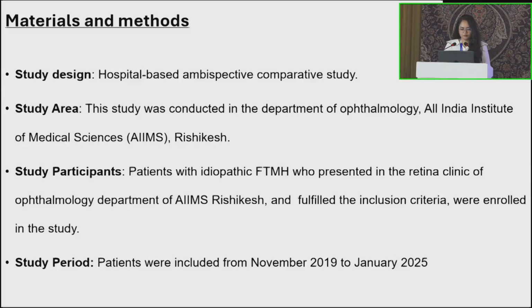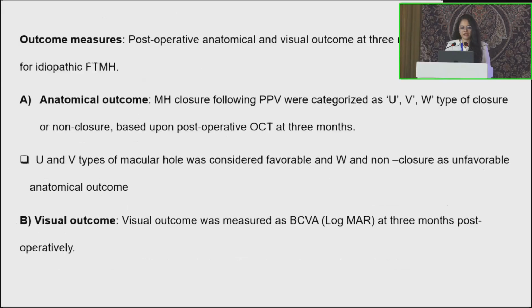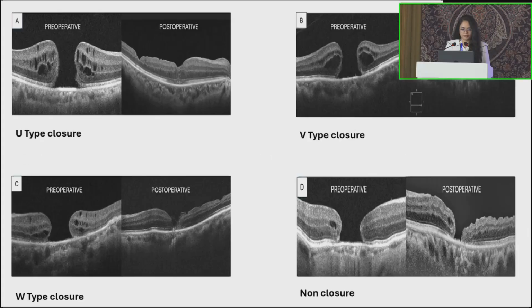The study period was from November 2019 to January 2025. The anatomical outcome was divided into U, V, W and non-closure type of macular holes, in which U and V type of macular hole were considered favorable, whereas W and non-closure type was considered as unfavorable anatomical outcome. Visual outcome was measured as BCVA in logMAR at 3 months post-operatively.